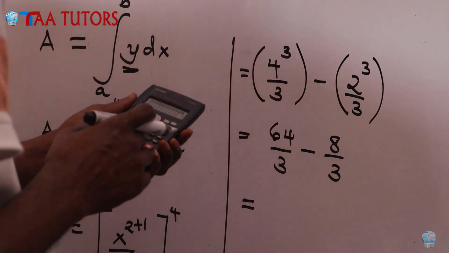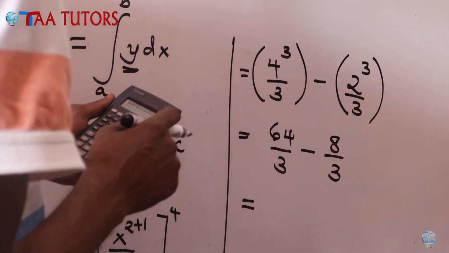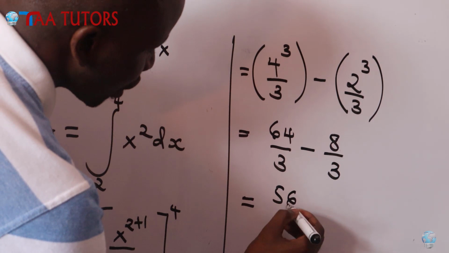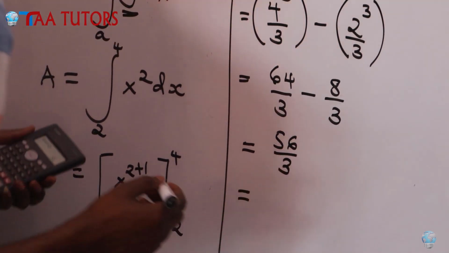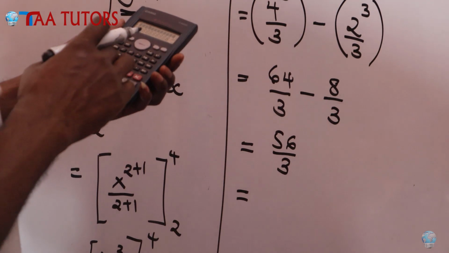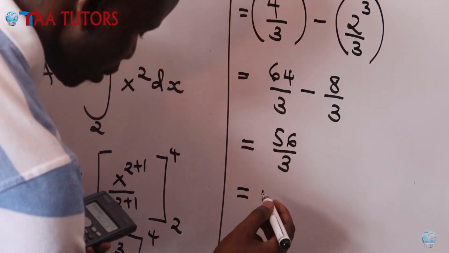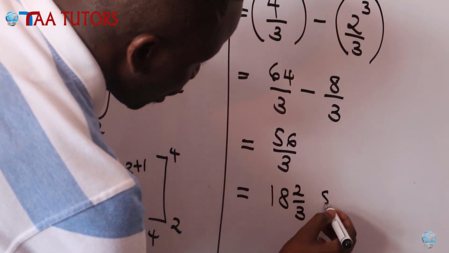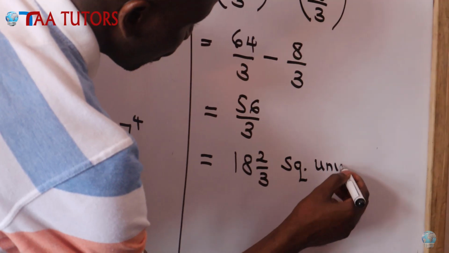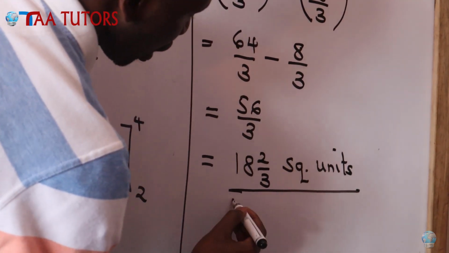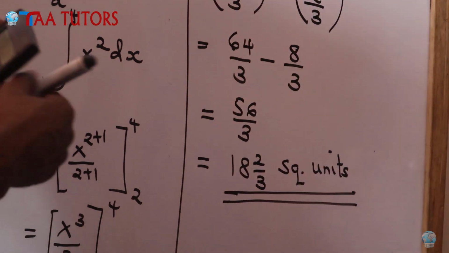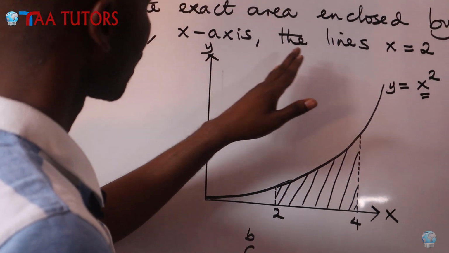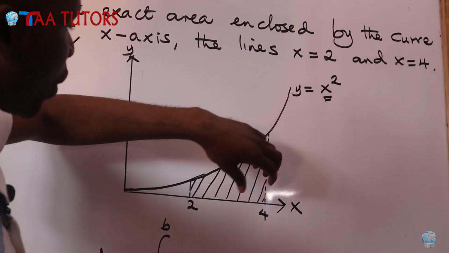So 64 minus 8 is 56. So you can have 56 over 3. As an improper fraction, or as a mixed fraction, it will become 18 and 2 over 3 square units. This is the area bounded by the curve y equals x squared, the x-axis, the line x equals 2 and the line x equals 4, which is this region here.